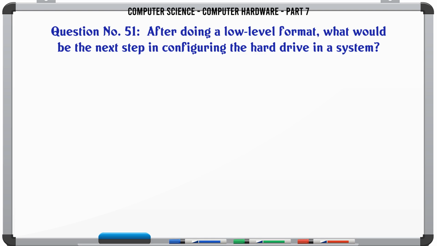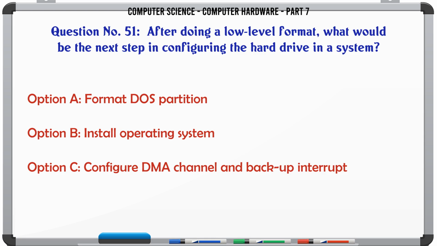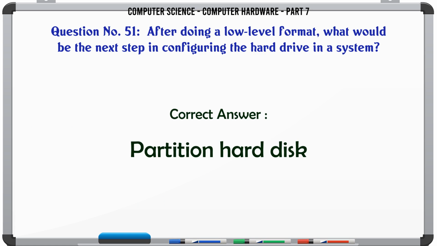After doing a low-level format, what would be the next step in configuring the hard drive in a system? A. Format DOS partition. B. Install operating system. C. Configure DMA channel and backup interrupt. D. Partition hard disk. The correct answer is partition hard disk.